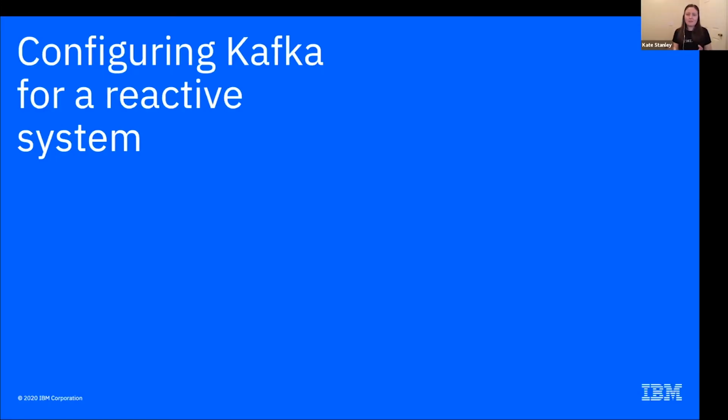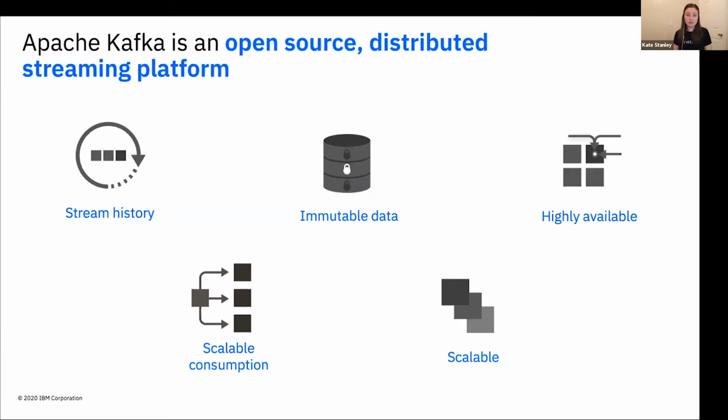So many people are starting to use Kafka in their reactive systems, but how can we make the best of configuring it? First, we need to understand what Kafka is. It's an open source distributed streaming platform, but it does work differently from other traditional messaging systems that you might have already come across. And one of the key parts of this is it provides stream history.